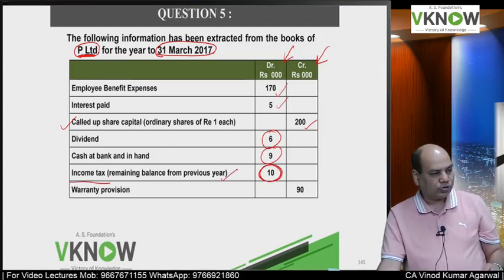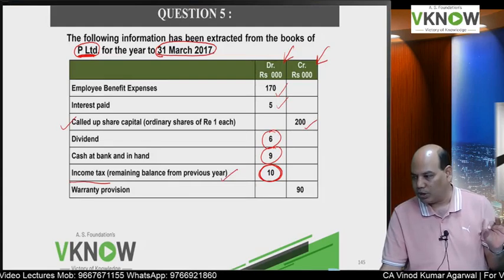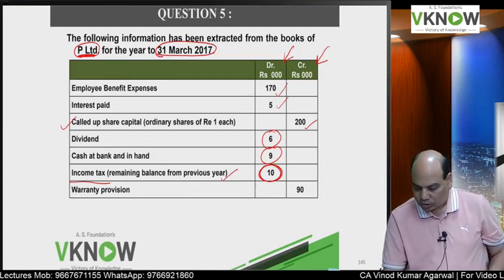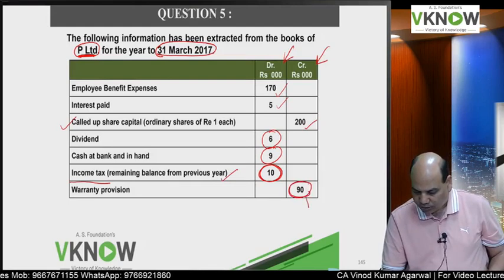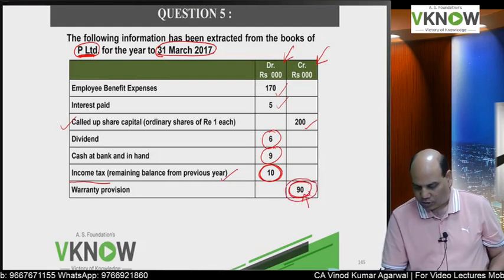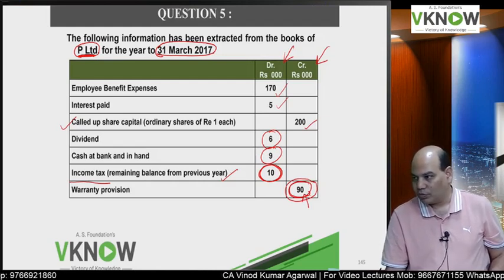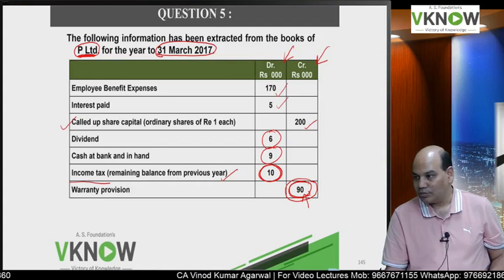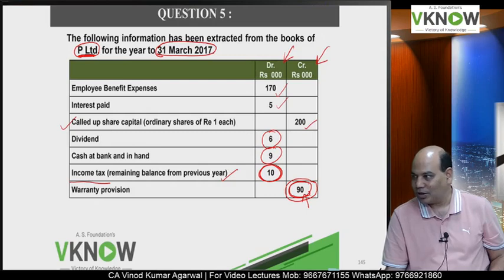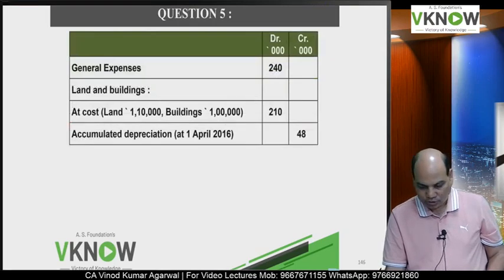Income tax debit is appearing, so it will go to tax expense. It is the remaining balance from the previous year, so some amount was pending which you have paid. Warranty provision 90 will go to the balance sheet under provision. Now it's not clear whether it is short term or long term. Warranty can be long term also, short term also. If you buy a calculator, 3 months warranty. A mobile phone, 1 year warranty. But a car or AC, 6-year or 3-year warranty. So you have to write an assumption for that.